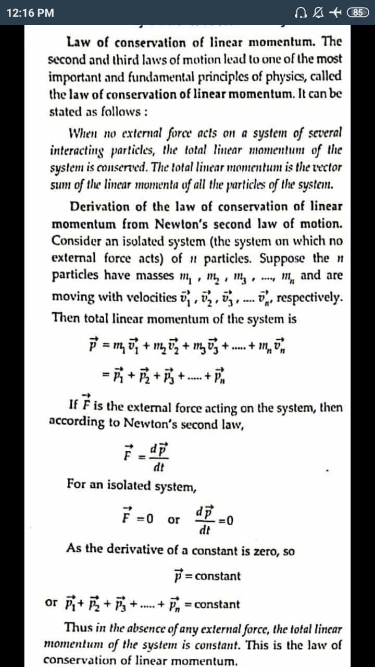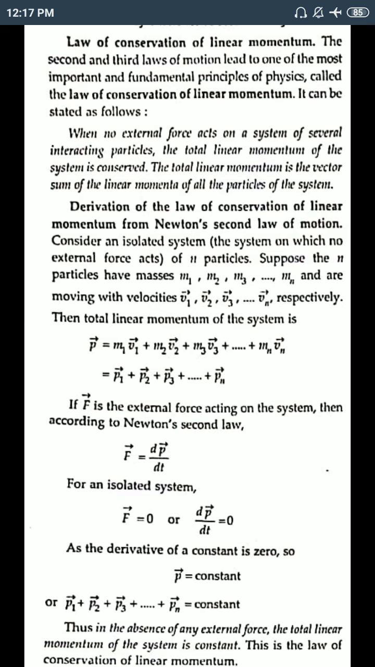So the total linear momentum of the system equals, we know momentum means mass into velocity. The total momentum of the system means the sum of the products of mass and velocity. We can write this mathematically: P equals m1 v1 plus m2 v2 plus m3 v3 plus up to mn vn. As we know, m into v is a linear momentum, so we can write m1 v1 equals P1, and in this way P equals P1 plus P2 plus P3 up to Pn.